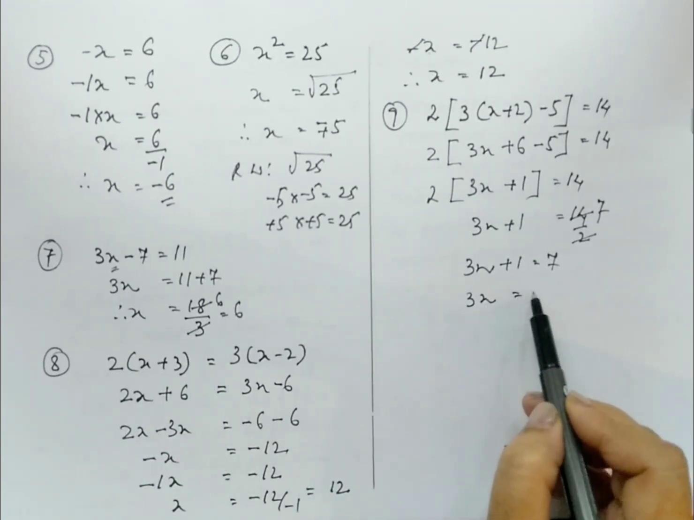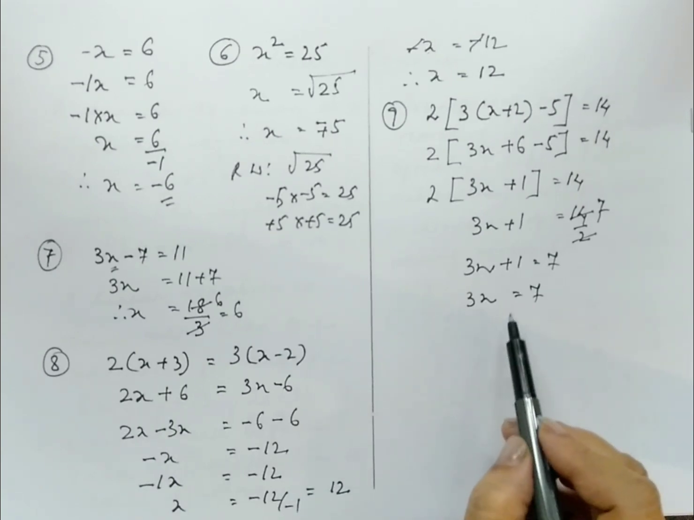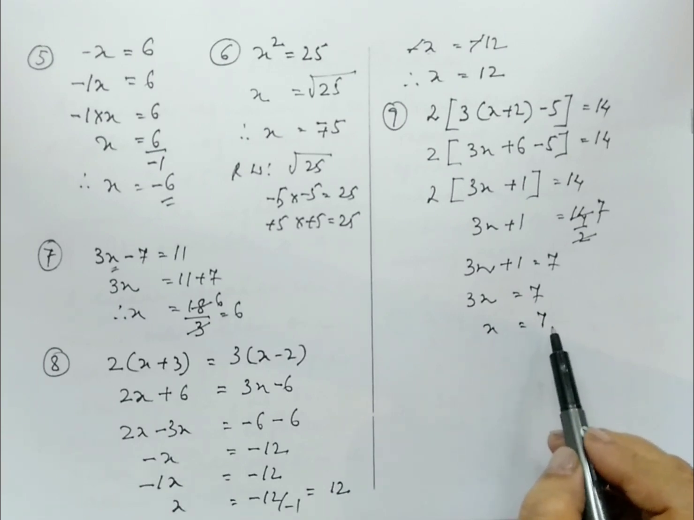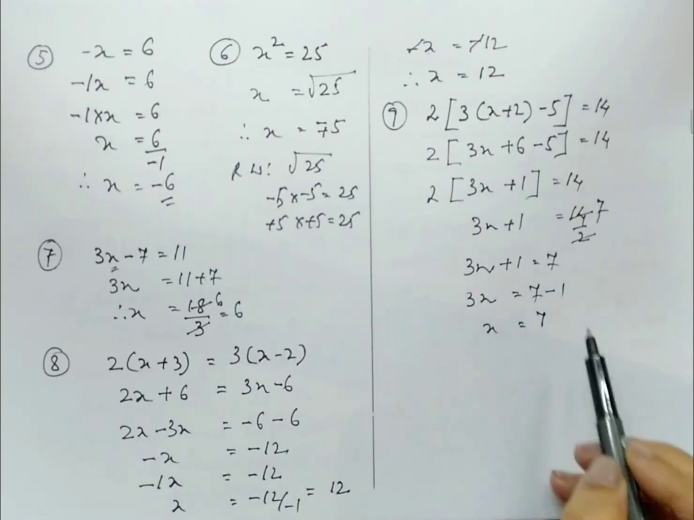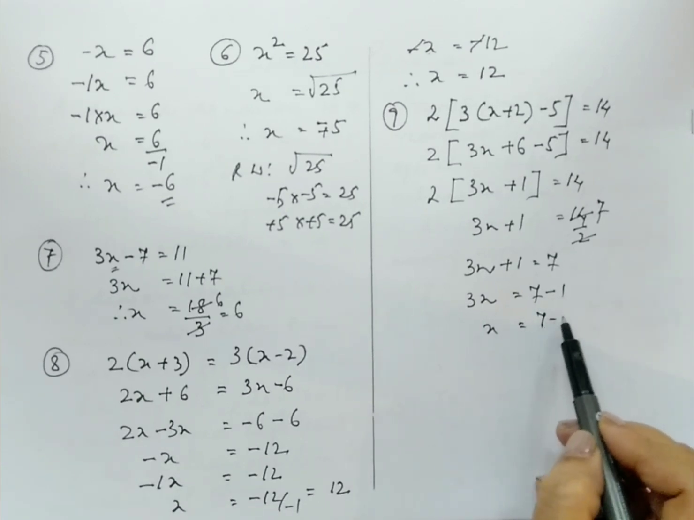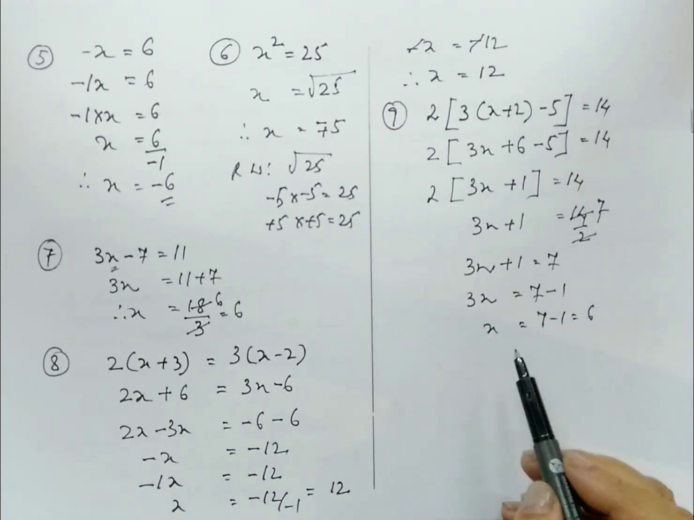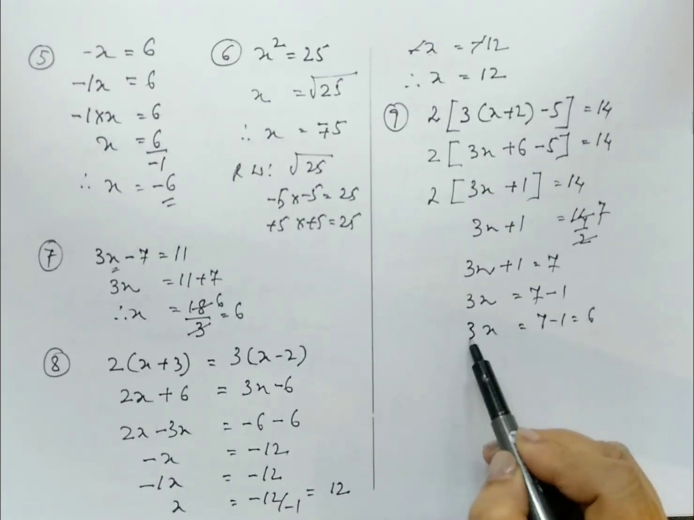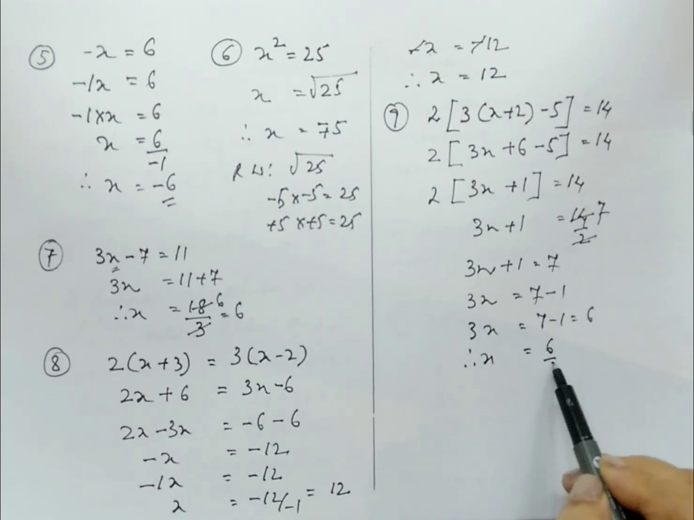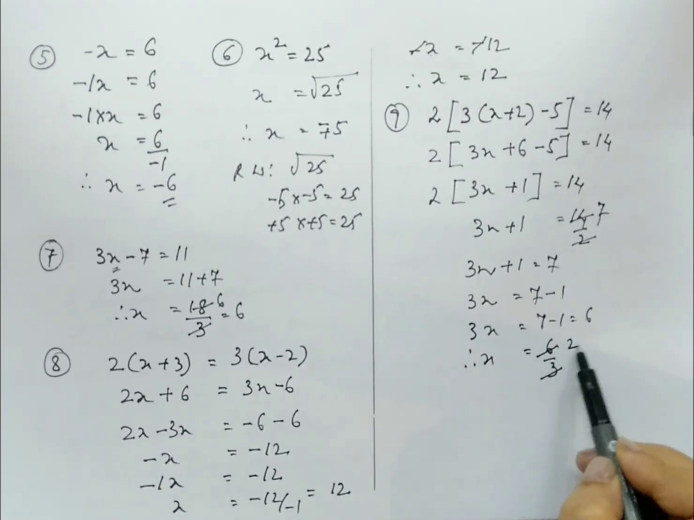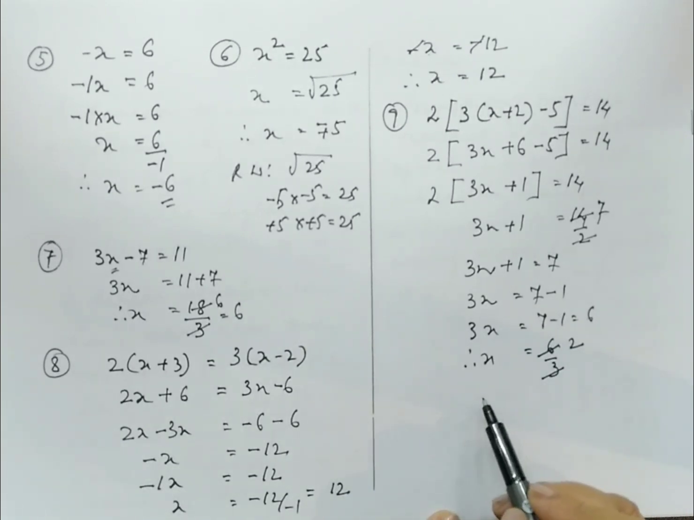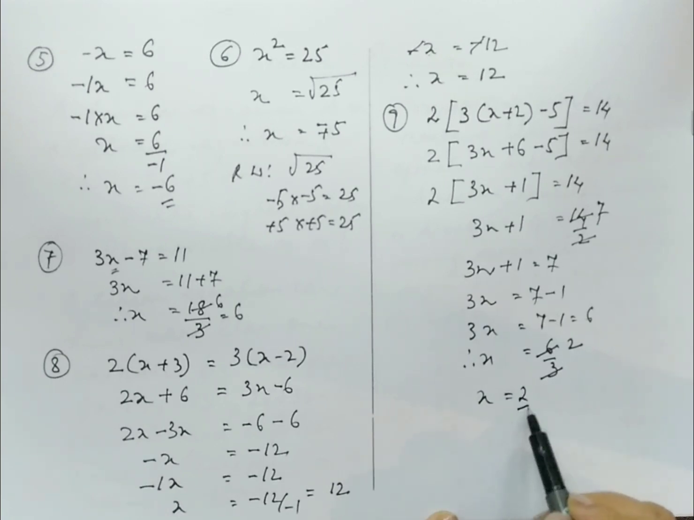3x equals to 7 minus 1, and x will be equal to 7 minus 1, which is equal to 6. So 3x equals 6, and therefore x will be equal to 6 divided by 3, which is equal to 2. So my answer is 2. Therefore x is equal to 2.